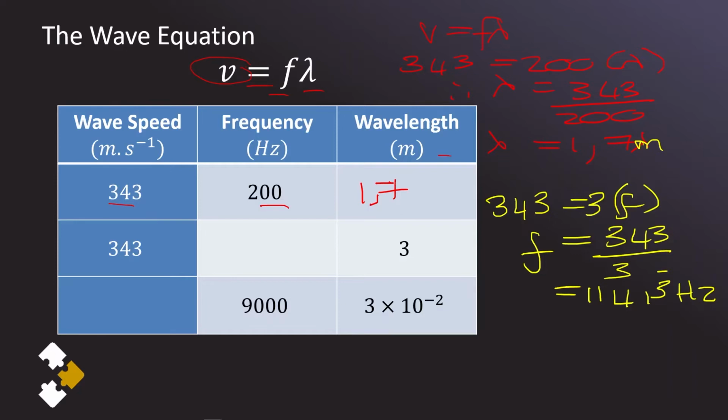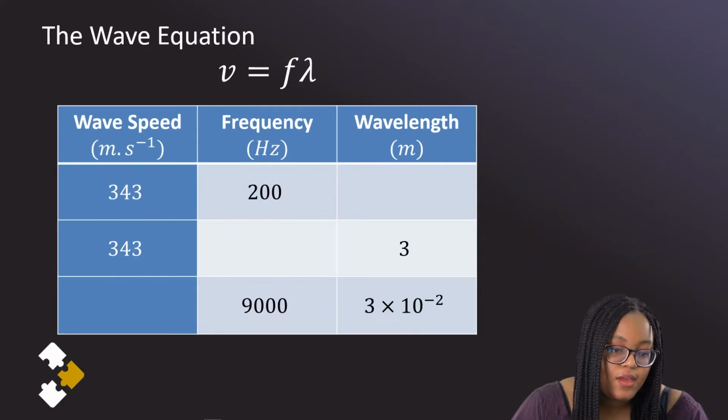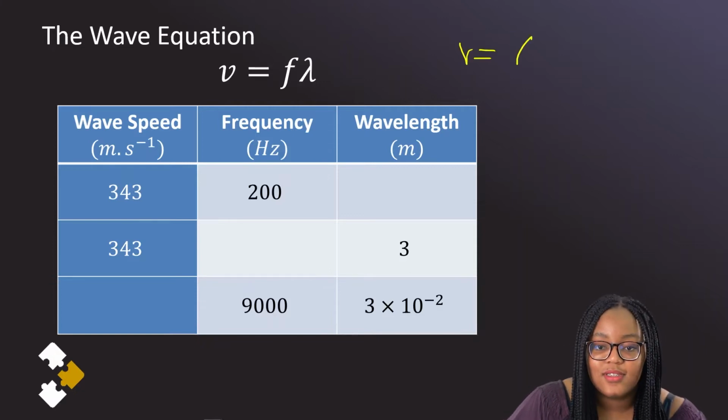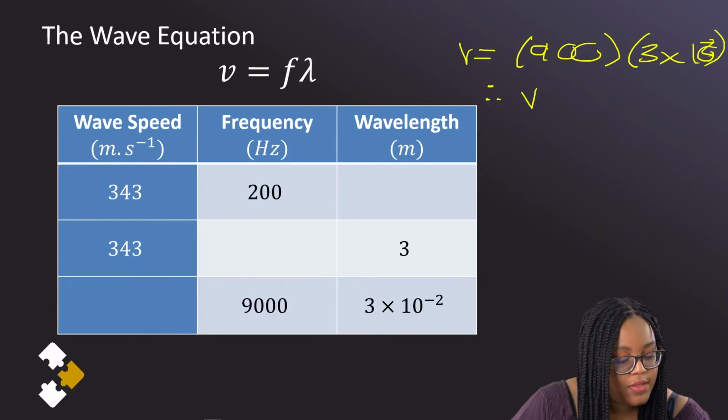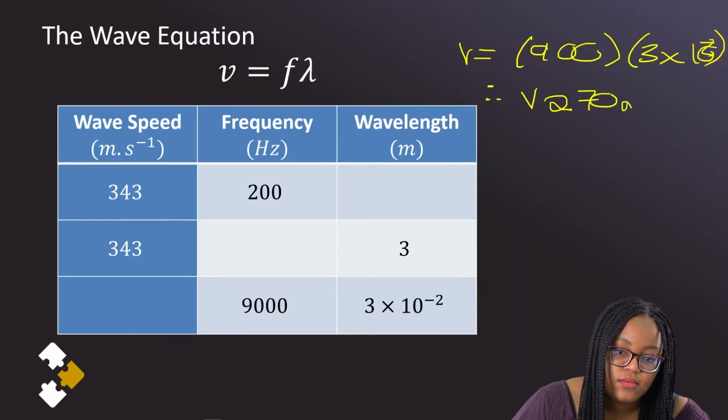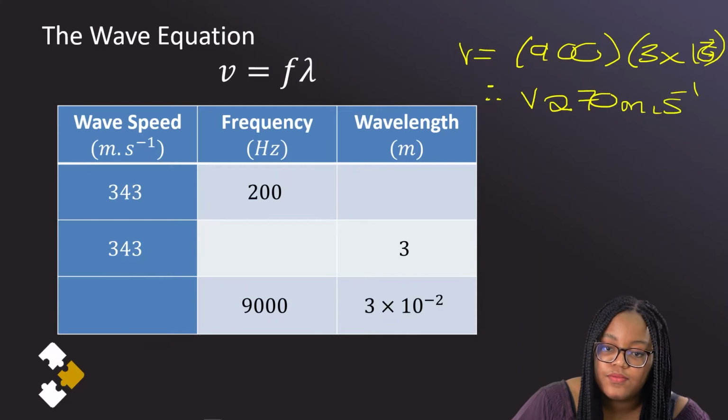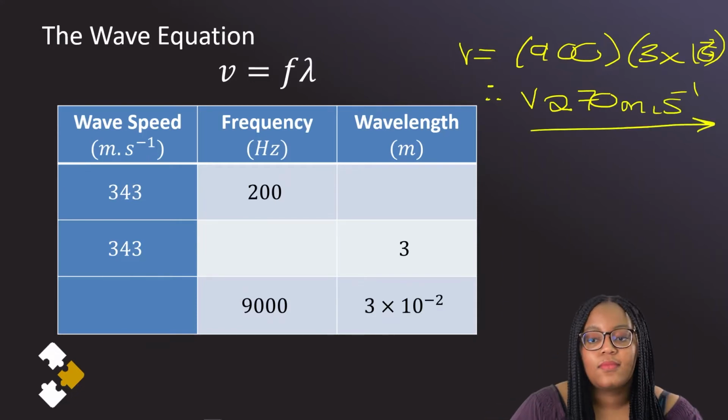Let's do a final example where we do not know the wave speed, but we do know the frequency and wavelength. We'll just plug those two values into our formula. So the speed of the waves is going to be equal to 9,000 in this case, multiplied by 3 times 10 to the power of negative 2. Therefore, the velocity of those sound waves is going to be 270 meters per second. And that is our wave equation.